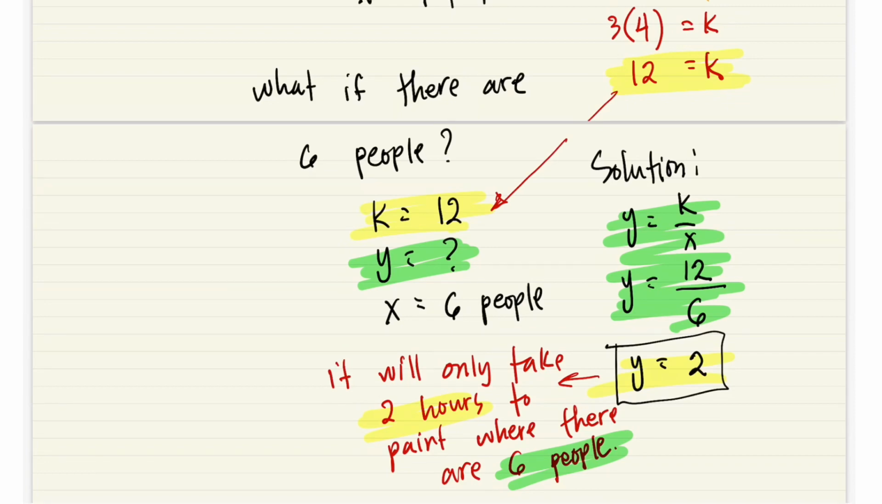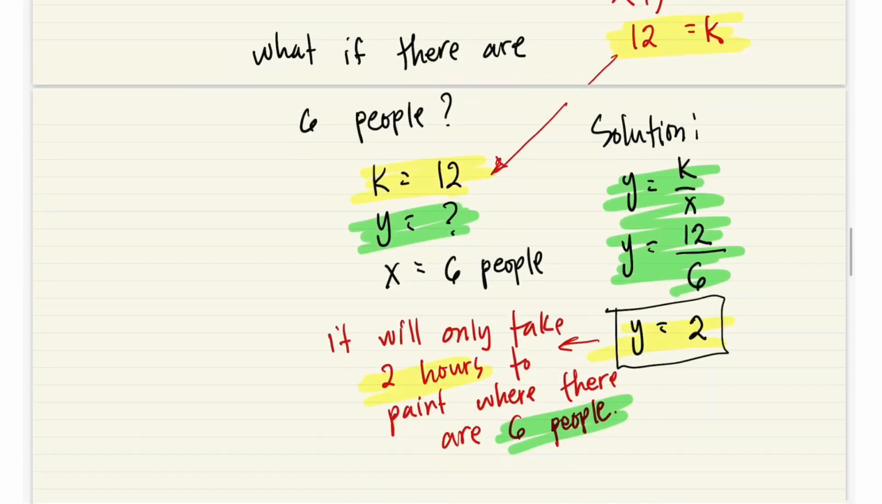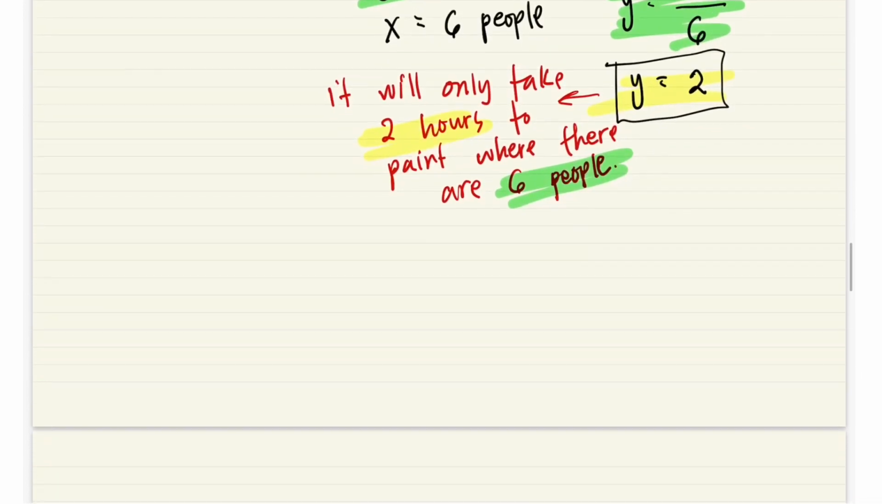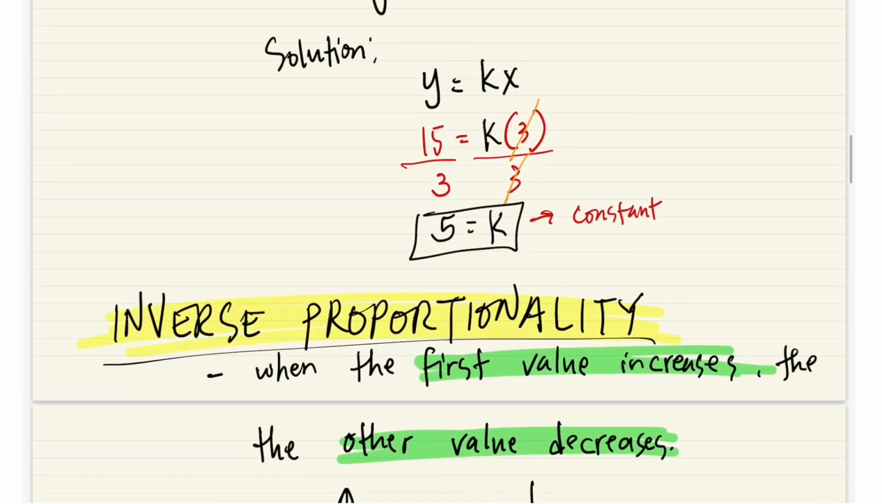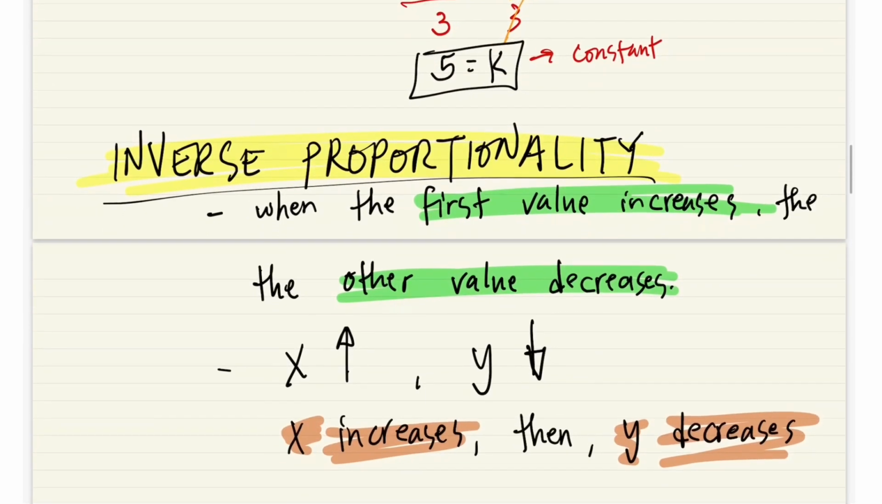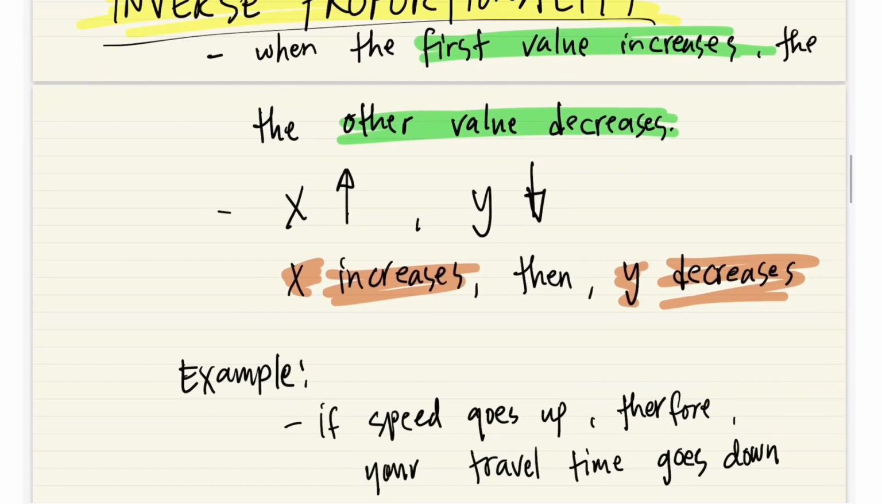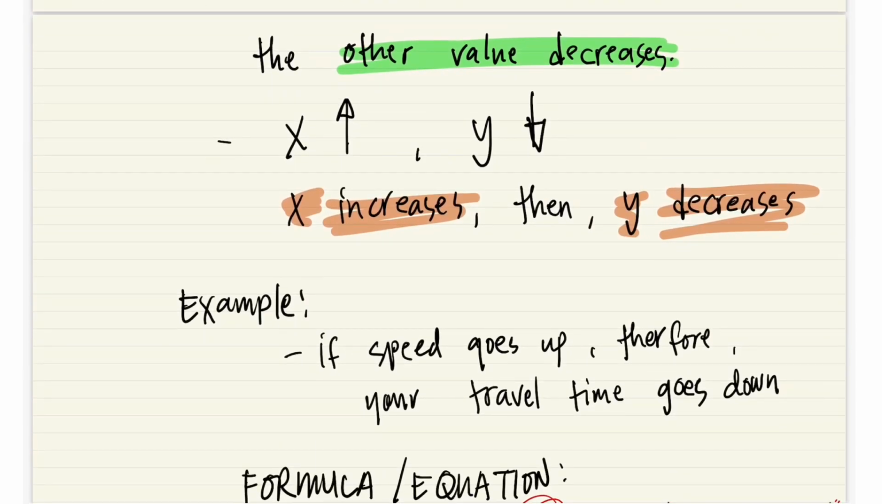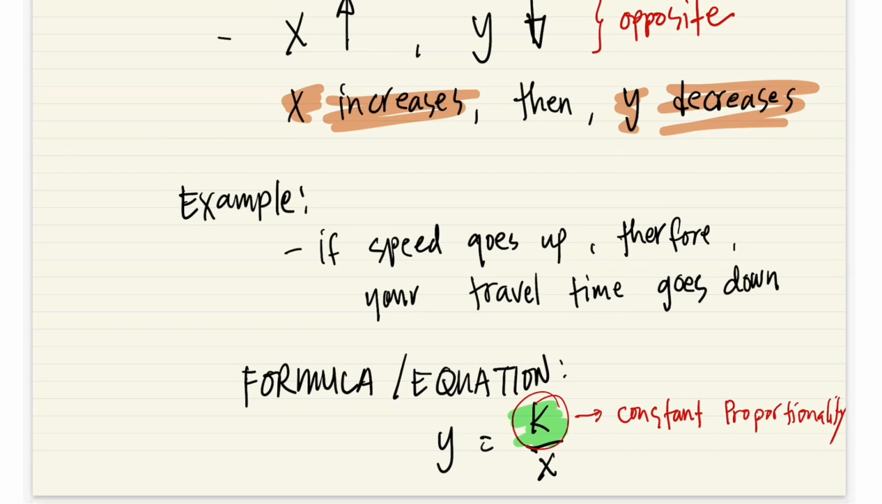So it's the other way around of doing it. It's not the same as the direct proportion. Again, inverse proportionality: when the first value increases, the other value decreases. So it's the opposite. For example, if your speed goes up, therefore your travel time goes down. If the speed goes down, therefore your travel time goes up.